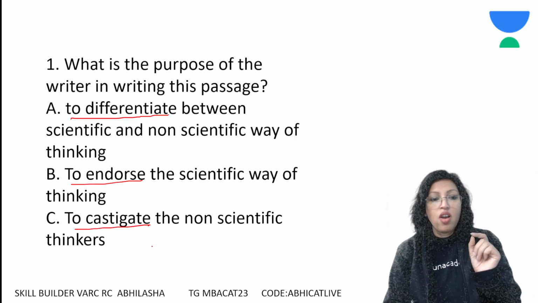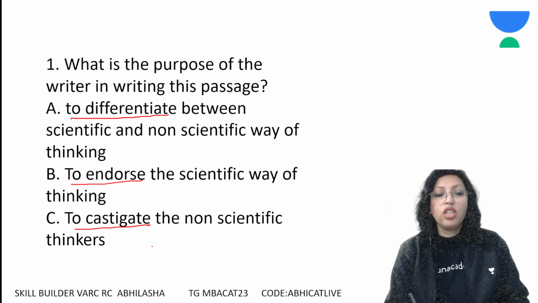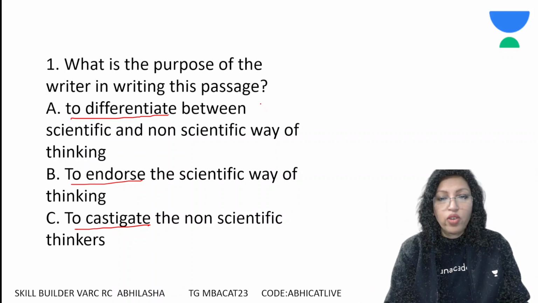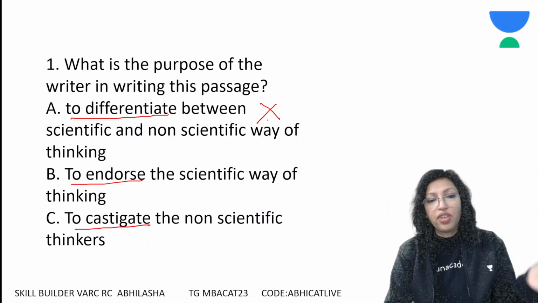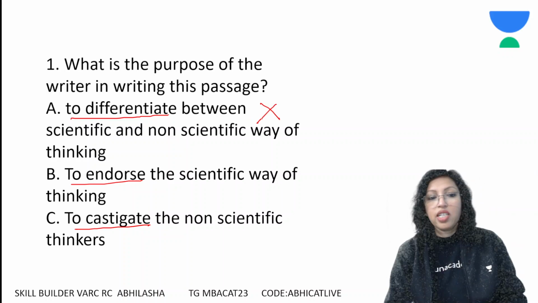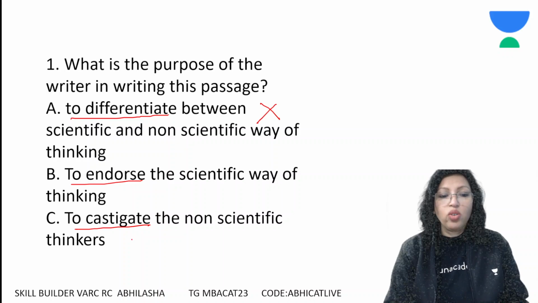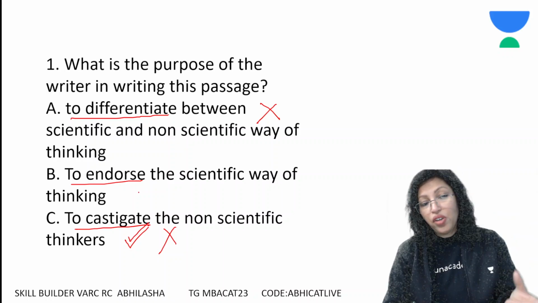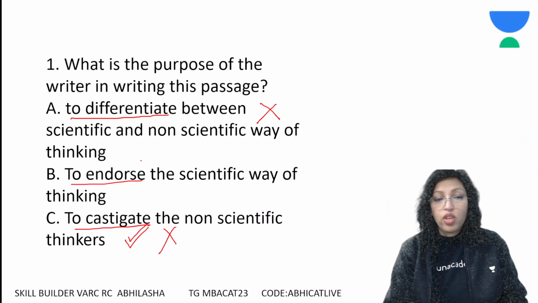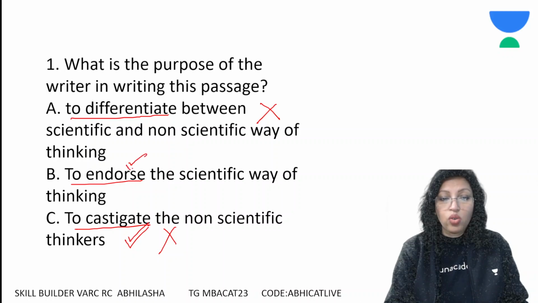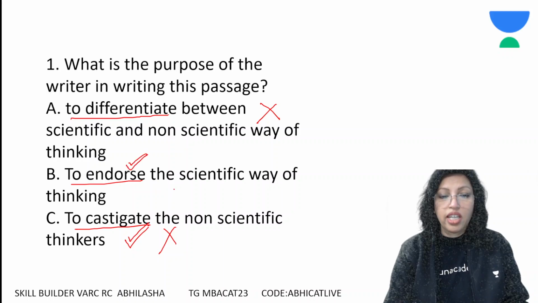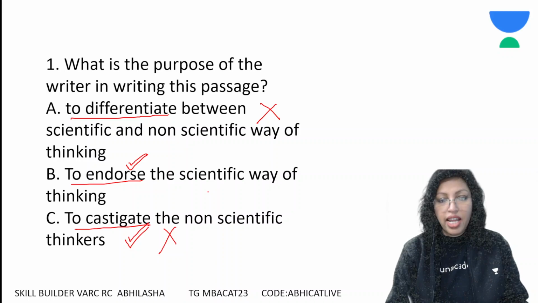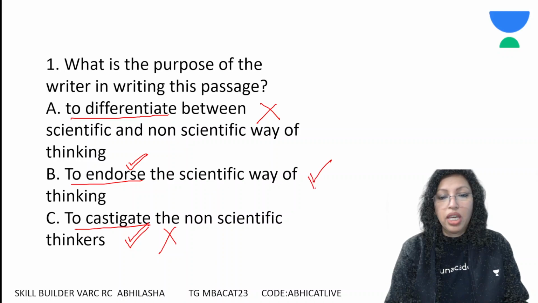Now pay attention. Was he trying to differentiate between the two ways of thinking? He was not. He just said that the non-scientific way is not good, the scientific way is good, right? Was he trying to castigate just the non-scientific thinkers? Was that his goal? No. So he was not castigating. So what was he doing? He was telling you that the scientific way of thinking is the way of thought. So he was in a way asking you to accept the scientific way of thinking or endorsing it, correct? So therefore the best answer here will be B.